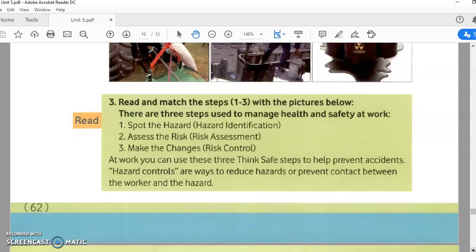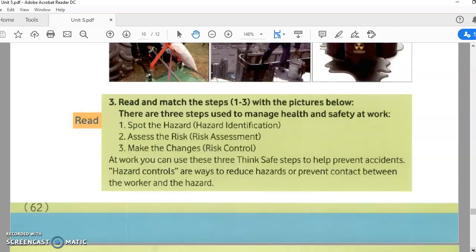Read and match the steps. We've got steps here, 1, 2, and 3, with the pictures below. Pictures are on page 63. I'll show you in a minute. These steps are used to manage health and safety at work. These are the steps we advise all workers to do at work. The first thing is spotting a hazard. So if you're at work and you spot a hazard, it means you see a hazard, you find out there's a hazard there.